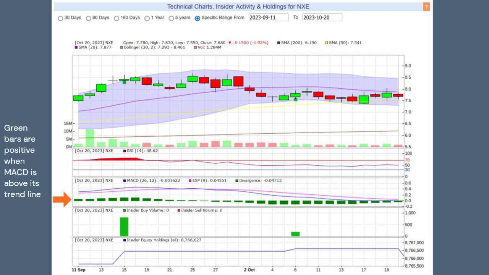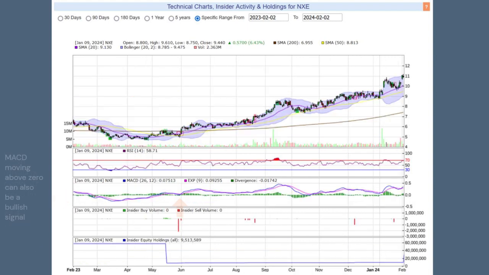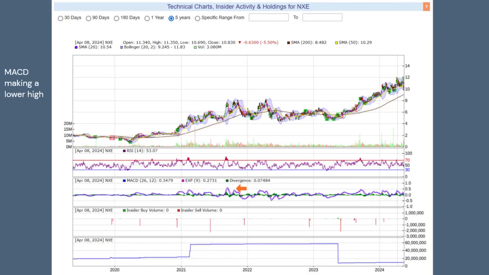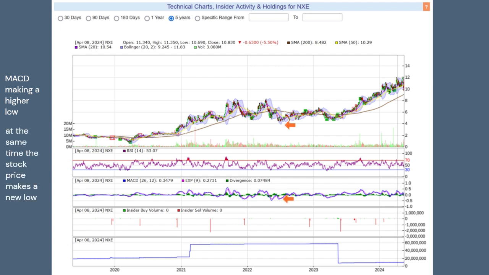When the MACD is above its trend line, the green bars are positive. Some traders also watch for the MACD line moving above the zero line as being a potentially bullish signal. Traders may also look for times when the MACD makes a lower high at the same time a stock makes a new high, signaling a bearish divergence. Alternatively, traders may also keep an eye out for times when the MACD makes a higher low at the same time the stock makes a new low, which is a bullish divergence.